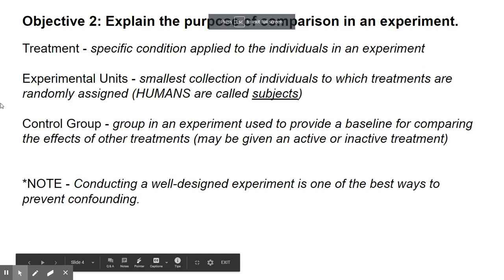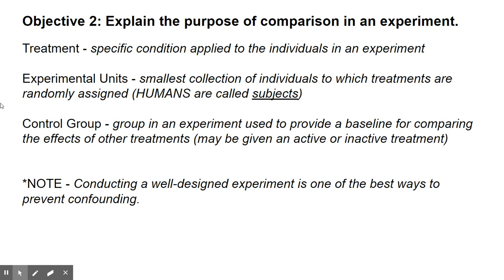All right, objective 2. So now we're really going to talk about experiments and treatment groups. A treatment, as we've talked about, is a specific condition applied to the individuals in an experiment. That's what makes a study an experiment versus an observational study. You apply treatments to the people. Your experimental units are the smallest collection of individuals to which treatments are randomly assigned. Typically, we use humans, so we're going to call them subjects.